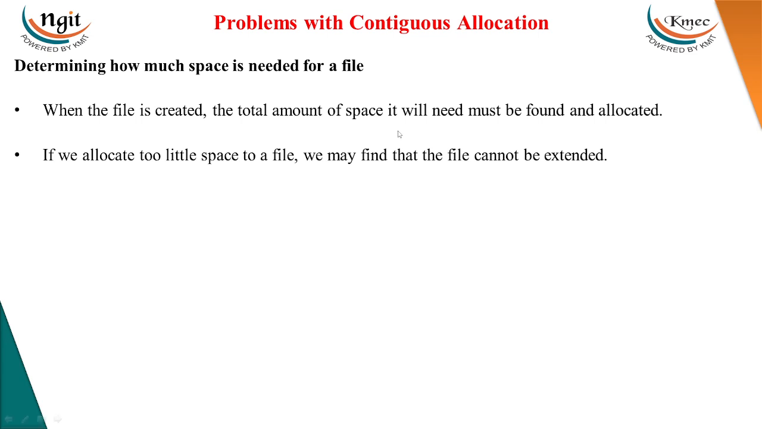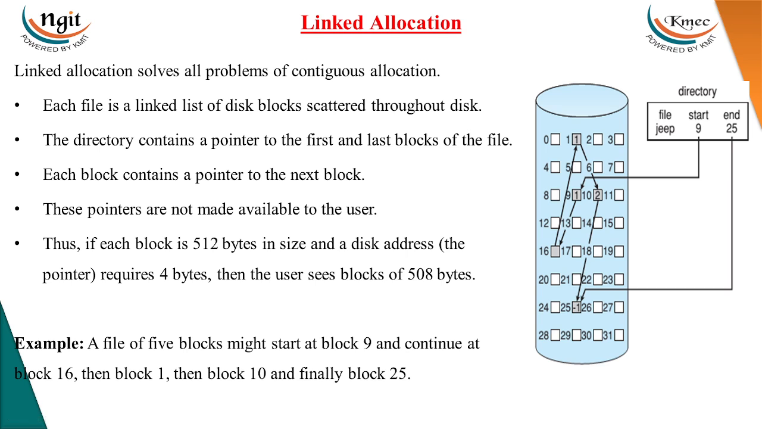The next problem with contiguous allocation is determining how much space is needed for a file. We already discussed that. How much space will be needed at runtime, we don't know. So contiguous allocation gives the problem of external fragmentation, and allocation is also not that easy at runtime. So we'll go to the next concept called linked allocation. Linked allocation was introduced to overcome the problems of contiguous allocation.